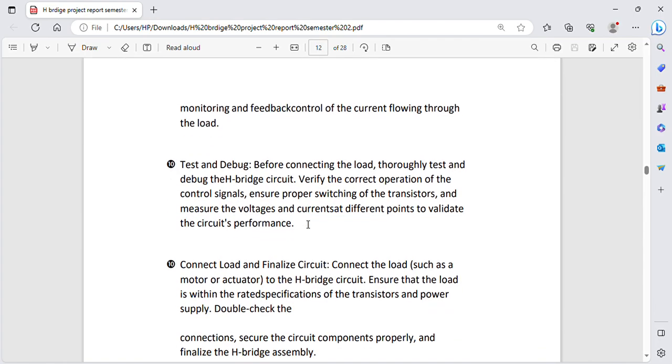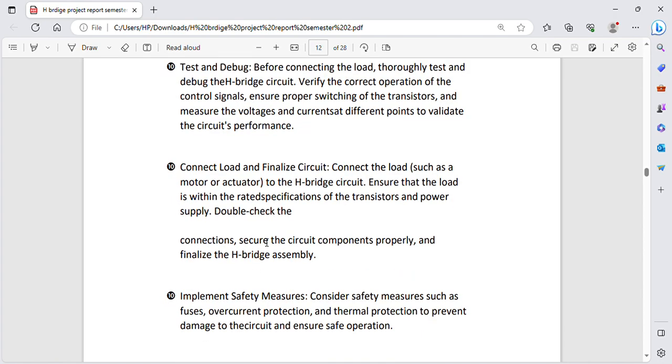Test and debug. Before connecting the load, test and debug the H-bridge, verify the correct operation of the control signals, ensure proper switching of the transistors, and measure the voltage and current at different points to validate. Basically, you can test from software like Proteus, or where you can choose better. You can use another option for this verification. You must know the use of the breadboard.